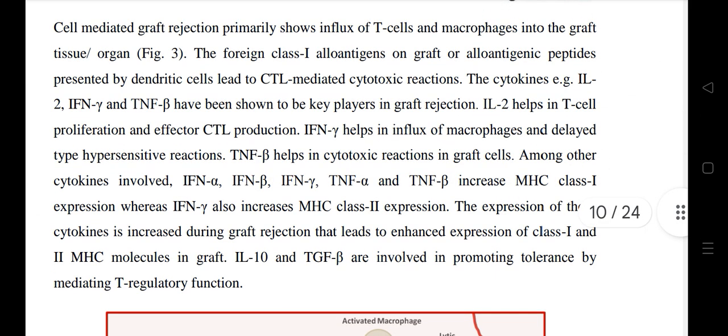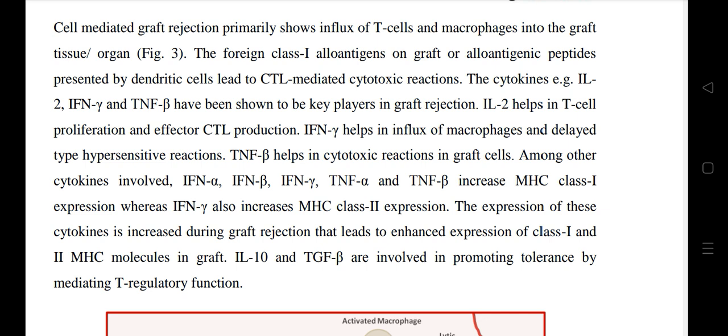Cell mediated graft rejection primarily shows influx of T cells and macrophages into the grafted tissue or organ. The foreign class 1 alloantigens on the graft, or alloantigenic peptides presented by dendritic cells, lead to CTL mediated cytotoxic reaction. The cytokines IL-2, IFN-gamma and TNF-beta have been shown to be key players in graft rejection. IL-2 helps in T cell proliferation and effector CTL production. IFN-gamma helps in influx of macrophages and delayed type hypersensitive reactions. TNF-beta helps in cytotoxic reactions in graft cells.